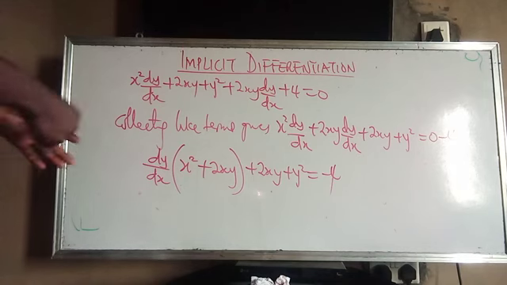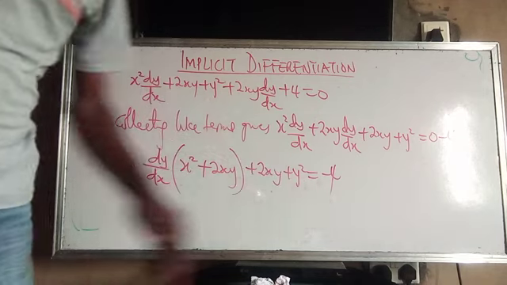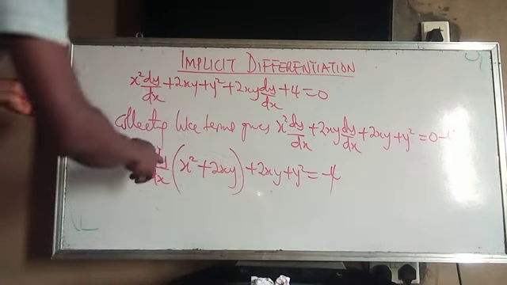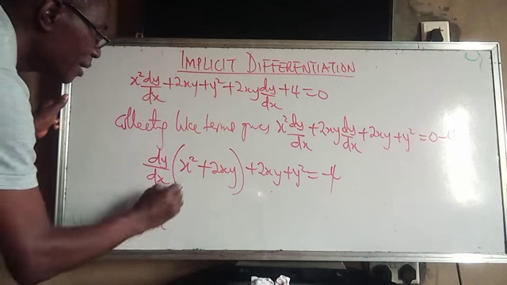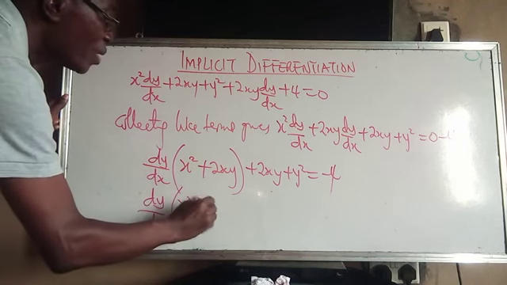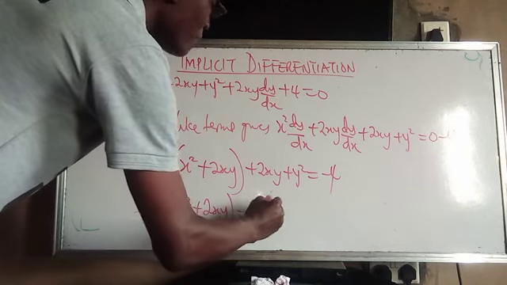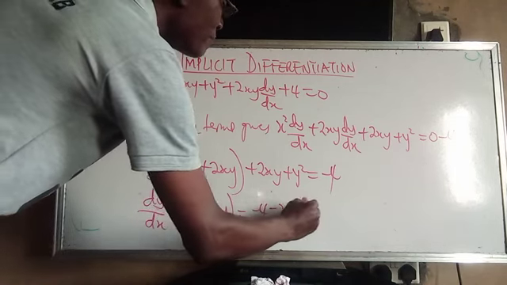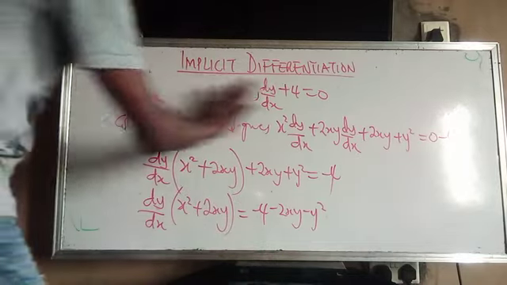So now that we have factored out the dy/dx, it will be proper for us to take all these ones to the other side as well. Yes, because our target is to get the value of dy/dx. So the dy/dx into x squared plus 2xy is equal to minus 4 minus 2xy minus y squared. Why? Because we want to factor out those that have the dy/dx on the left and those that don't have the dy/dx on the right, so that we're able to get the dy/dx.